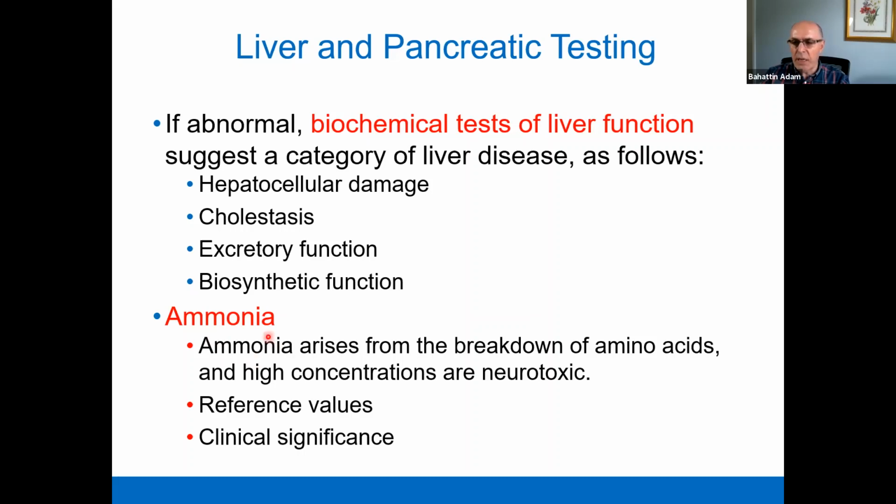As you see, ammonia is one of the byproducts of the protein metabolism, and it's converted to urea via the liver. Okay, if this function fails, it may result in an increase of the ammonia, which we call hyperammonemia.